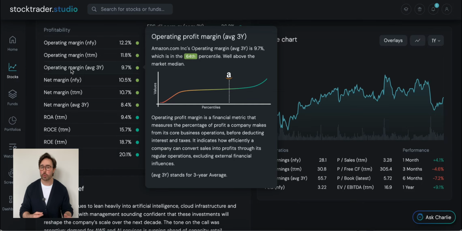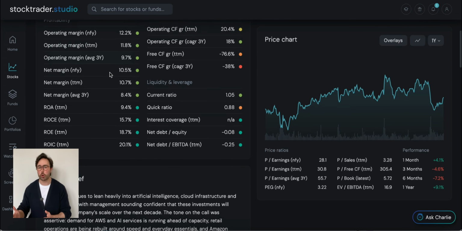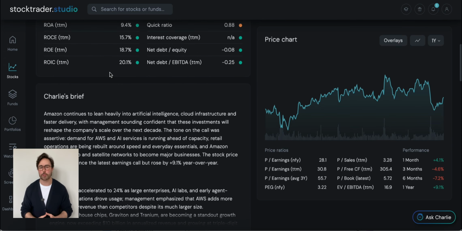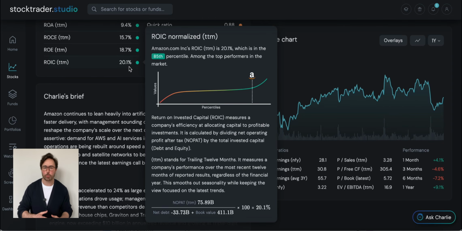And this improvement flows down to a key metric called Return on Invested Capital, or ROIC. ROIC is currently at 20%. It means that for every dollar Amazon invests back into the business, it gets 20 cents in profit. That is a sign of a very efficient and strong business.